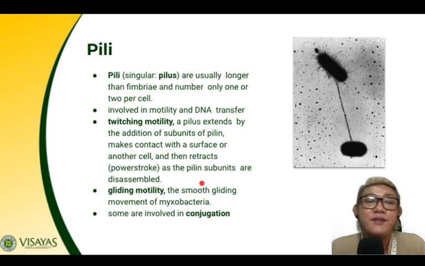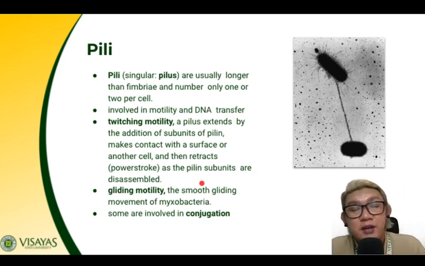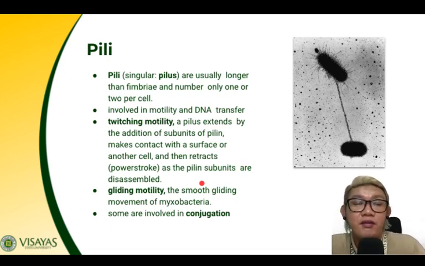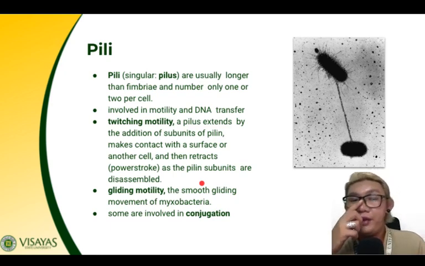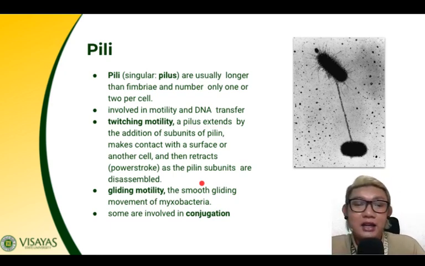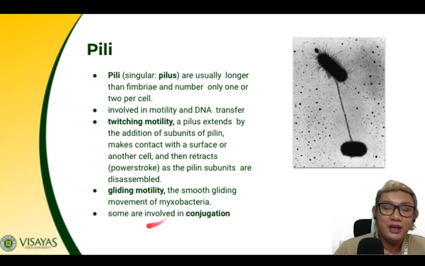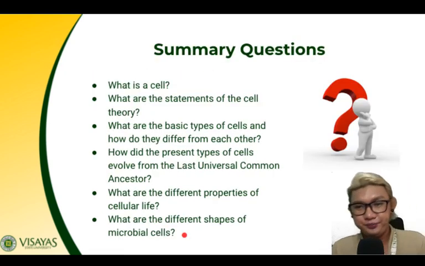Pili, singular pilus, are usually longer than fimbriae, and there are only one or two per cell. They're involved in motility and DNA transfer. Also for twitching motility and gliding motility of bacteria. They're also involved in conjugation.